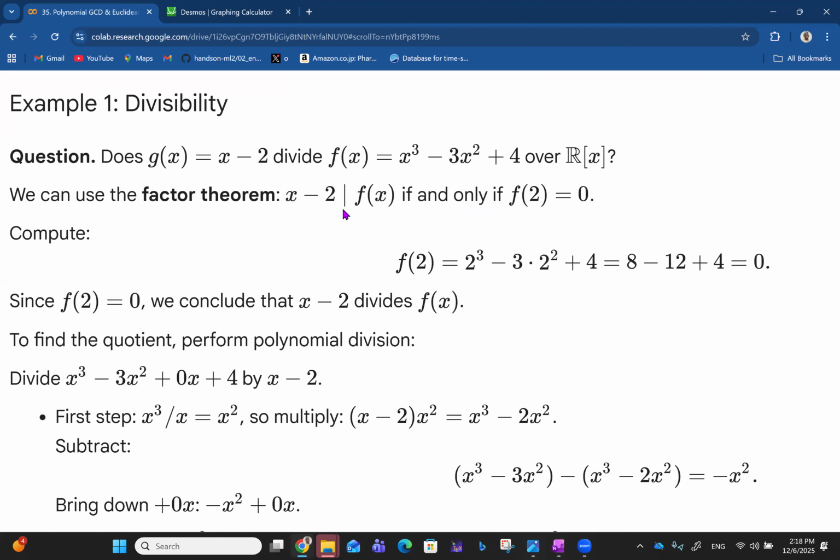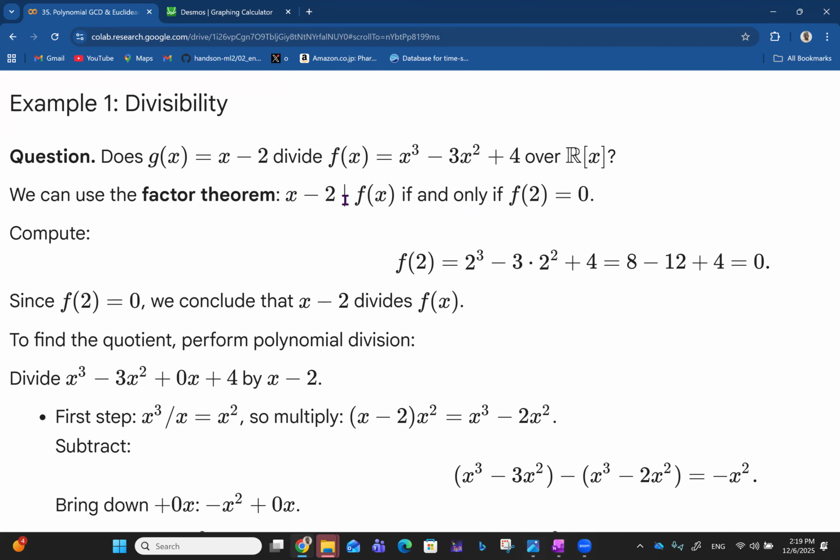We know x minus 2 divides f of x if and only if f of 2 is equal to 0. That is, if you equate x minus 2 to 0, you get x equals 2. So if you put 2 into this expression and you get 0, then that means that f of x is divisible by x minus 2.